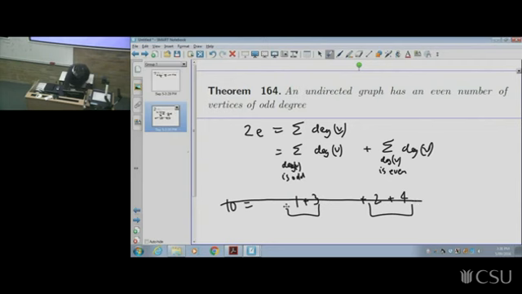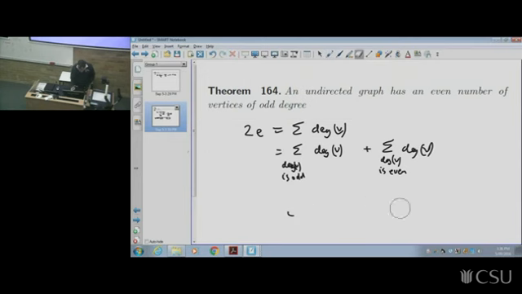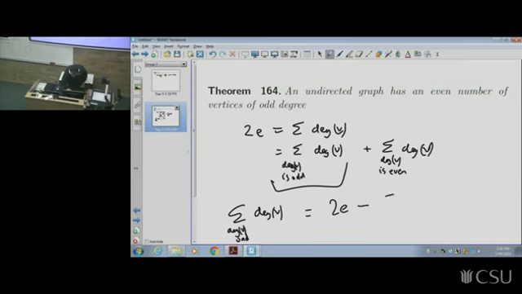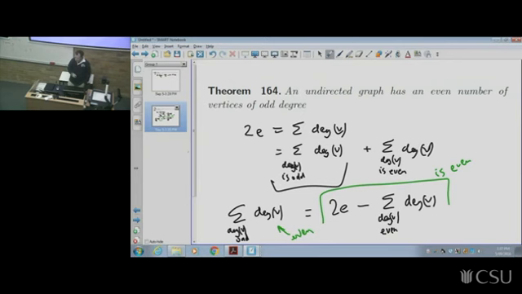So, by rearranging this, we can make this bit the subject. The sum of the degrees of the odd ones would be 2e, which is an even number, minus a bunch of even numbers. So my claim is that the right-hand side is an even number. Does that make sense? Because you've got 2e, which must be even, minus a bunch of numbers which are all even. That's definitely even. And therefore this thing over here must be even too. So the sum of a bunch of odd numbers must be even.